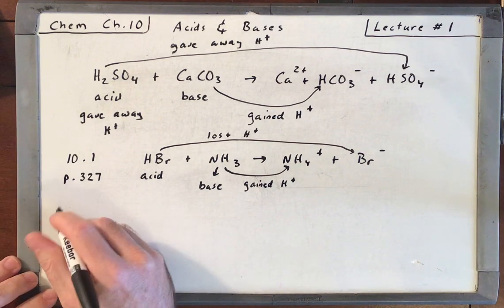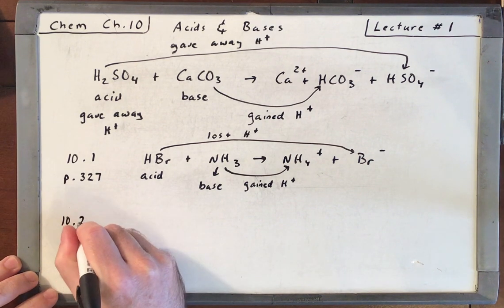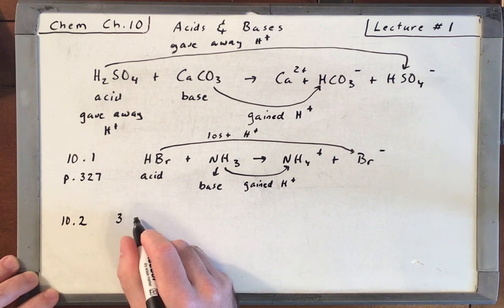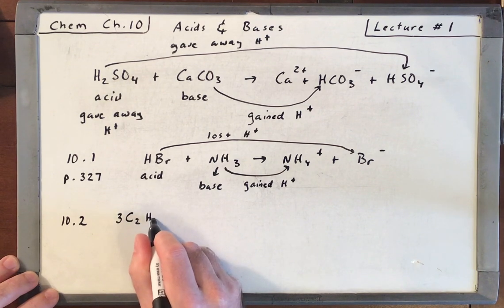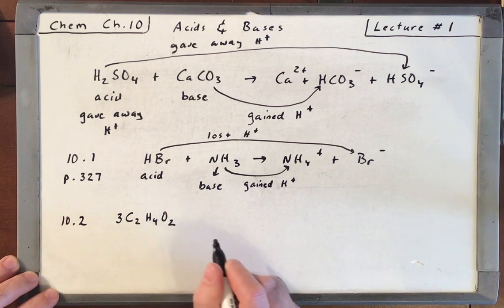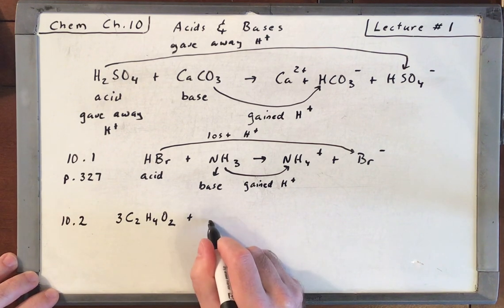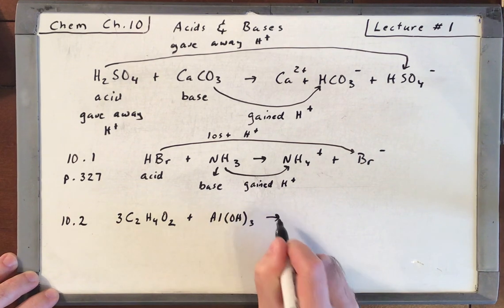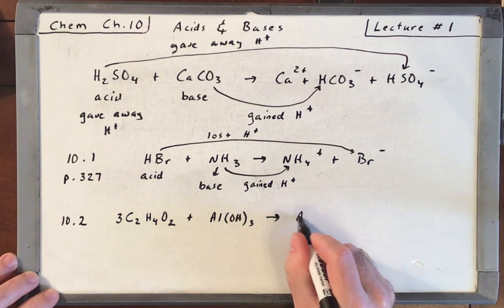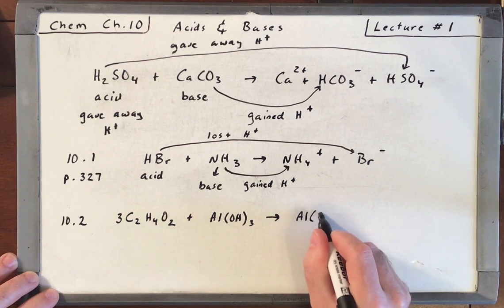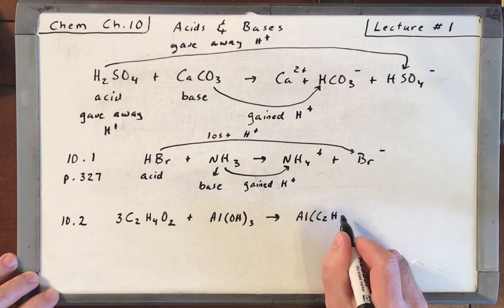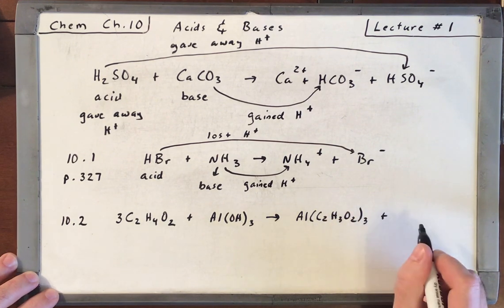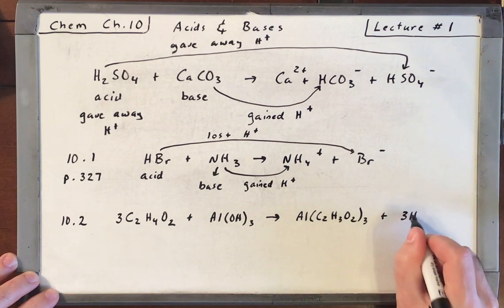Underneath that, let's look at 10.2, where we have a reaction here: 3C2H4O2. That's acetic acid, which is one you'll have to memorize, plus aluminum hydroxide. That makes aluminum acetate. You may remember acetate from your polyatomic ions. Plus water.